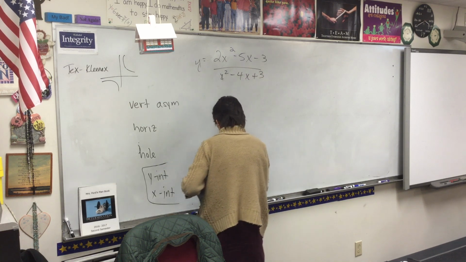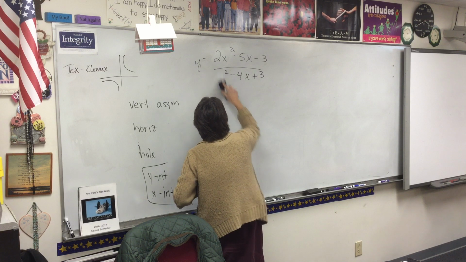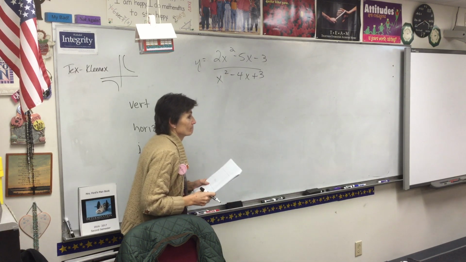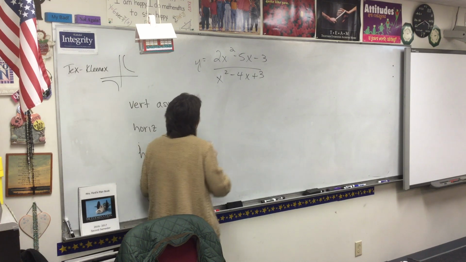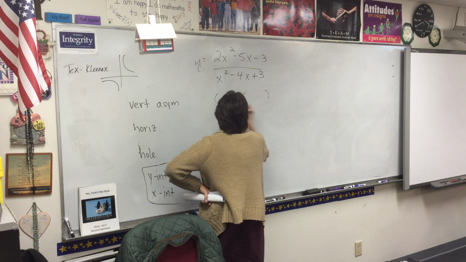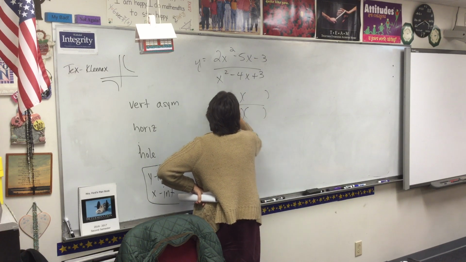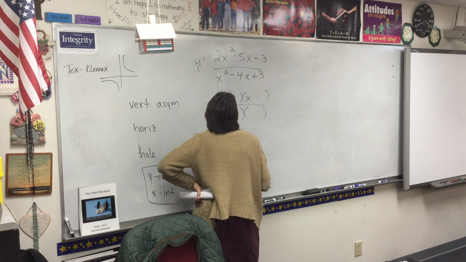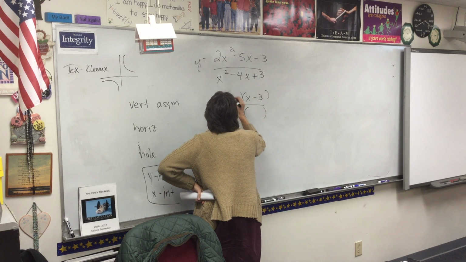Okay. Since it's all easy, we'll just jump right in. What do you want to do first? Factor? Alright, we can do that. So, oh boy, be careful with that top. 2x and x have to be minus 3 plus 1.